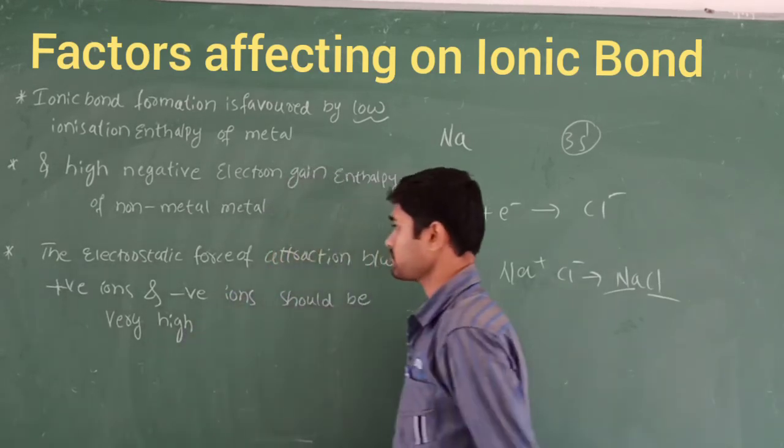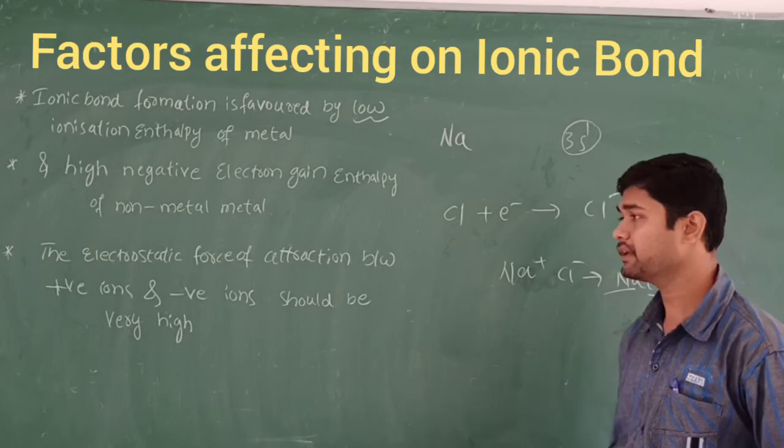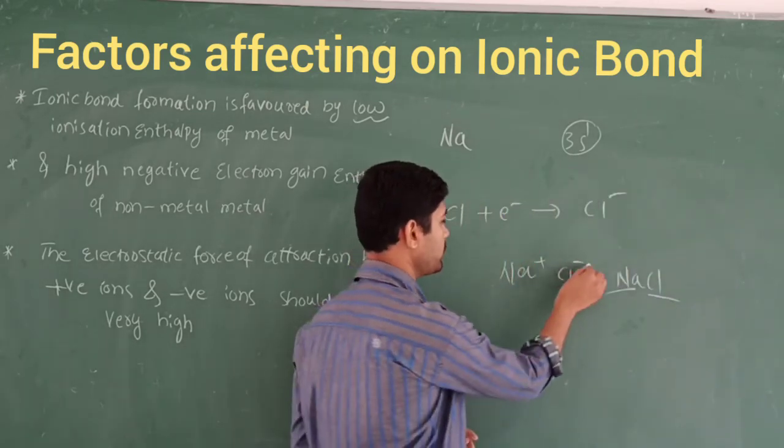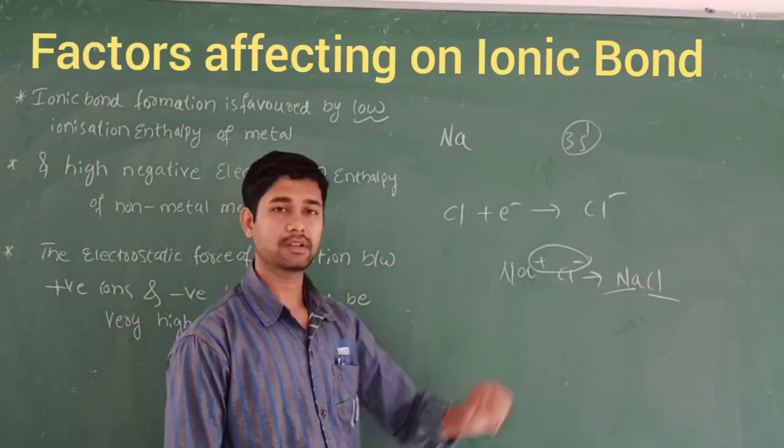Come to the third one. The electrostatic force of attraction between the positive ions and negative ions should be very high. There should always be a very high attraction between these charges, and only then will we obtain the ionic bond.